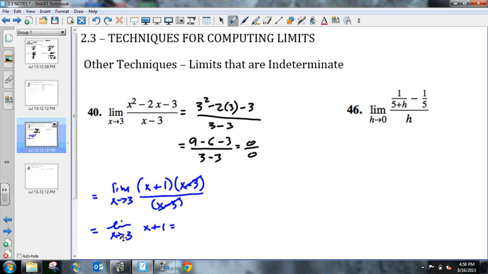And so when I do that, now I can plug in 3 into this and get a number. I'm going to do 3 plus 1, which gives me 4, and that's my limit value.